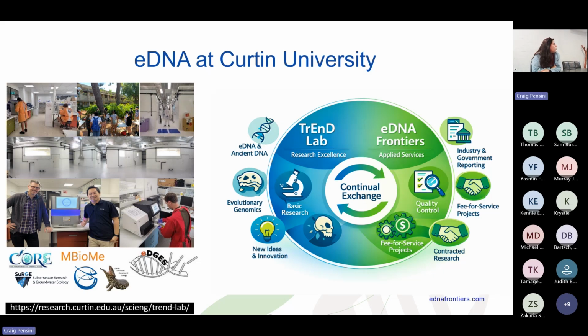So we do research focused on water, terrestrial, many things, while eDNA Frontiers does not necessarily do research, but they can process samples as they are presented. They don't need to have a specific research question. You can just have a set of samples that you want to analyze and give to them, and they will do it. While we need to have a big research project behind what we do.